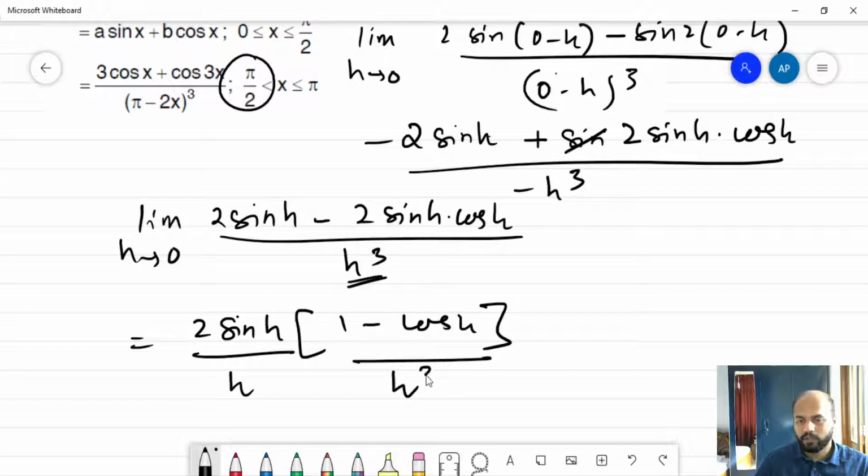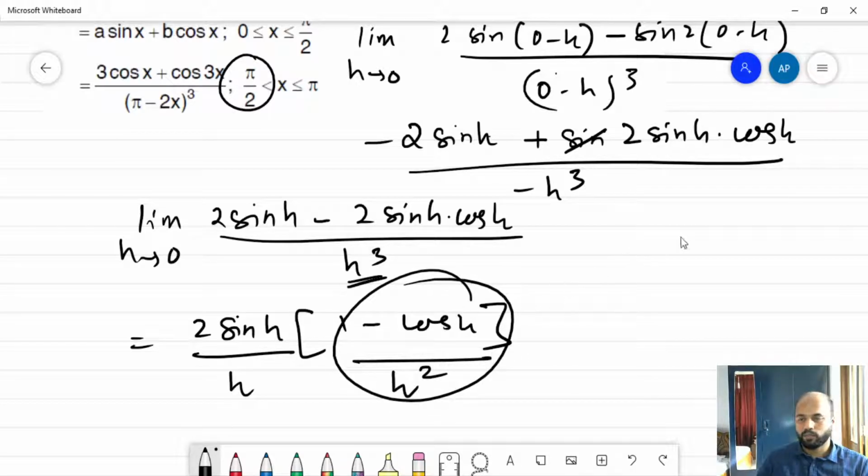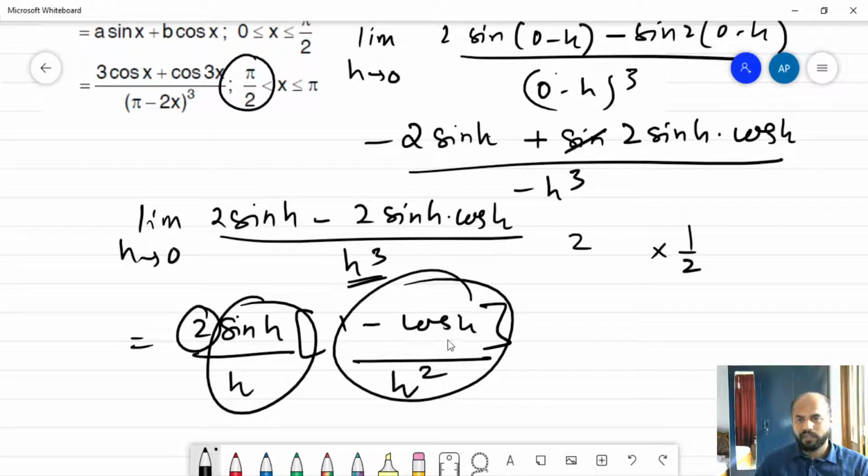Sorry, it's the other way down. h square will go over here. Now when we solve this limit as h tends to 0, we get the value as half. And this value is 2, because this would finally be 1. Now how we get it 0 is because we convert this 1 minus cos h to 2 sin square h by 2, and then make the necessary adjustments. So overall the value of this limit is 1.